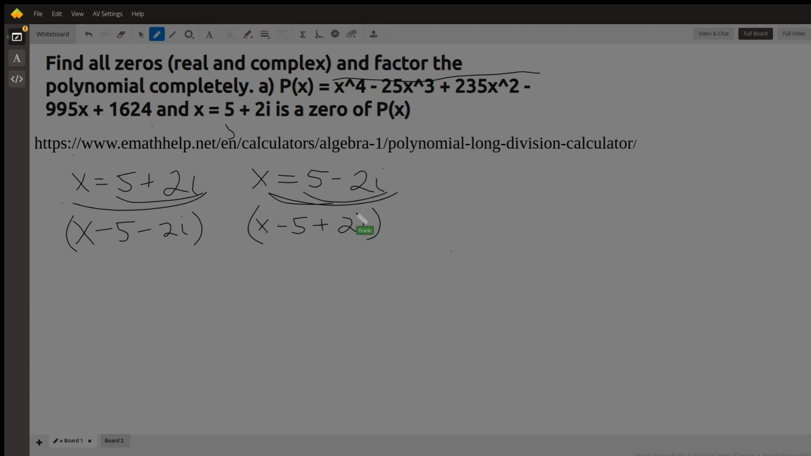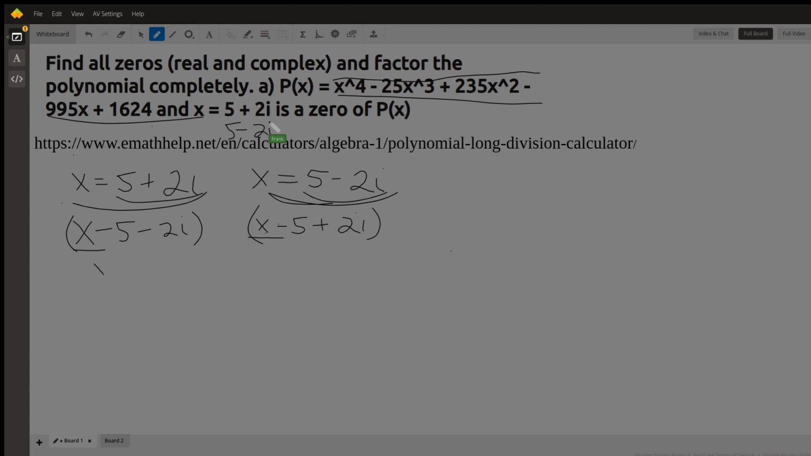The zeros are 5 plus 2i, 5 minus 2i. They have to come in pairs like that. So now I will multiply these together and get a polynomial. That's what I'll use to divide. I'll divide this original polynomial by this. And again, you can do it by hand or put it into a polynomial long division calculator. If you don't know how to do polynomial long division, check out what that one shows. It shows all the steps, so you'll be able to follow along.